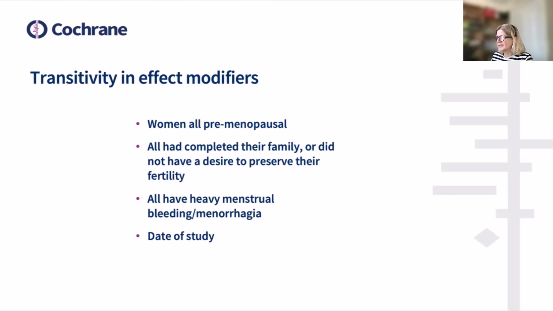Let's look at some key similarities. The ages of the women in the studies varied, but they were all premenopausal. All the women had completed their families or did not have a desire to preserve their fertility. All had a diagnosis of heavy menstrual bleeding, or menorrhagia. The variation in study dates is interesting. Studies were published between 1997 and 2012. However, we assume that the review authors decided that the interventions would have been similar enough.